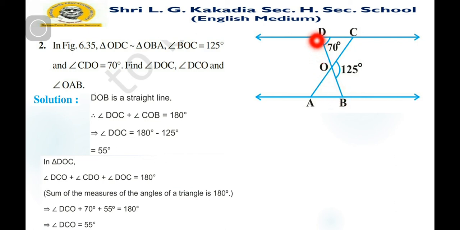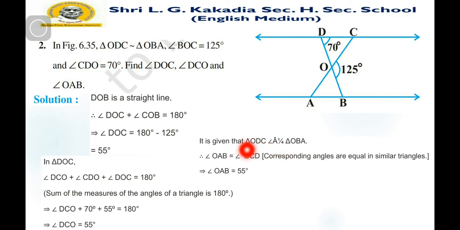Here it is given that triangles ODC and OBA are similar. So easily we can compare angle D with angle B, and here we can compare angle A with angle C. Given that triangle DOC is similar to triangle OBA, so we can compare angle OAB with angle OCD. Corresponding angles are equal in similar triangles, so angle OAB is equal to 55. Hence we can solve such examples.